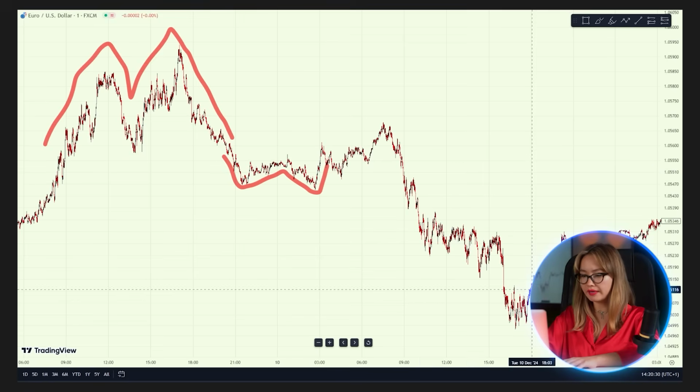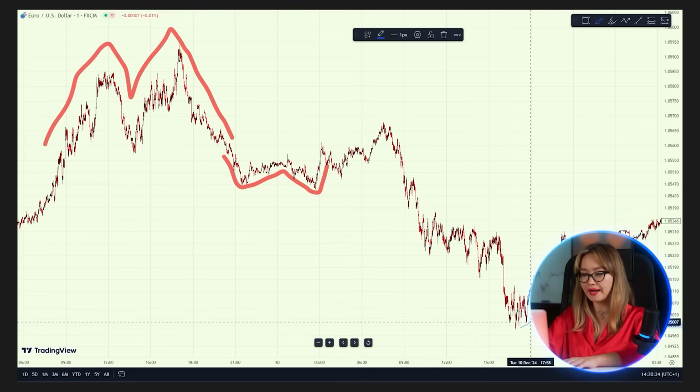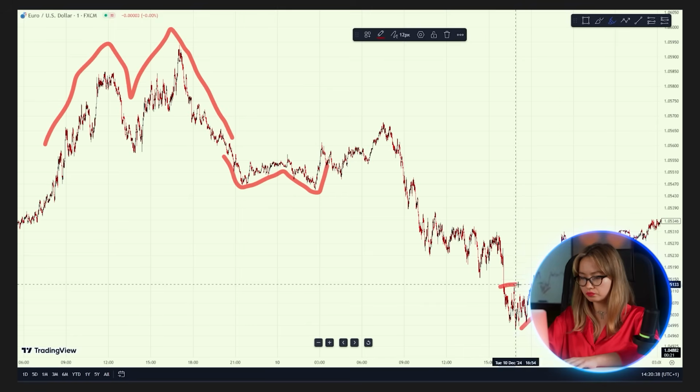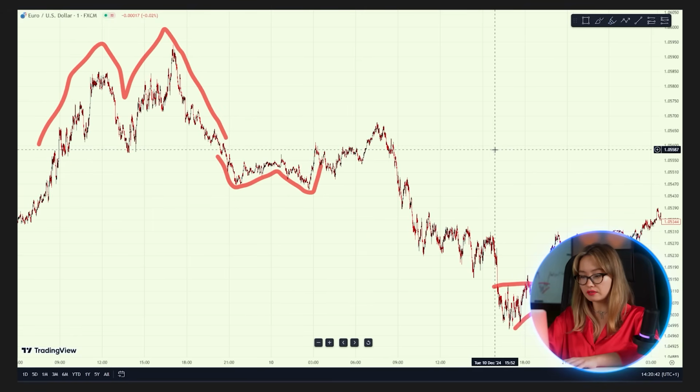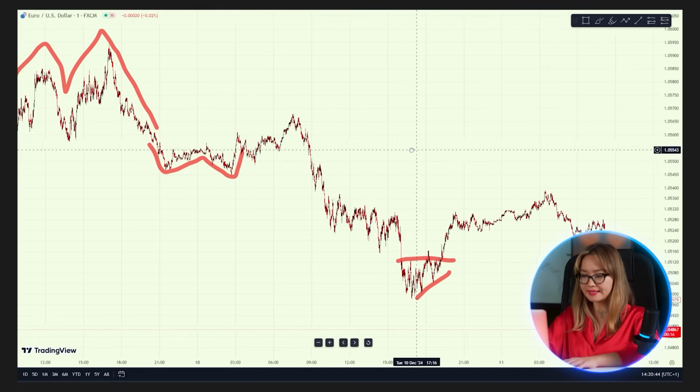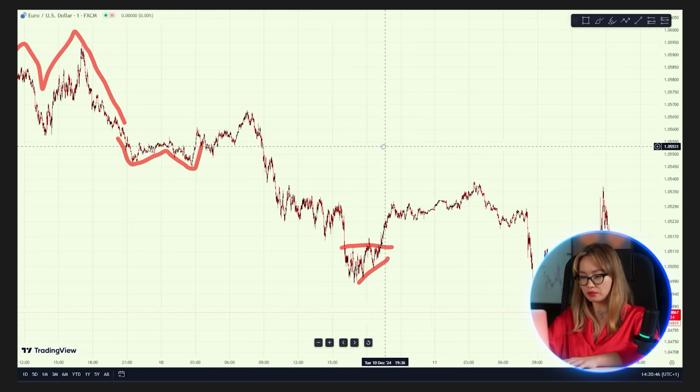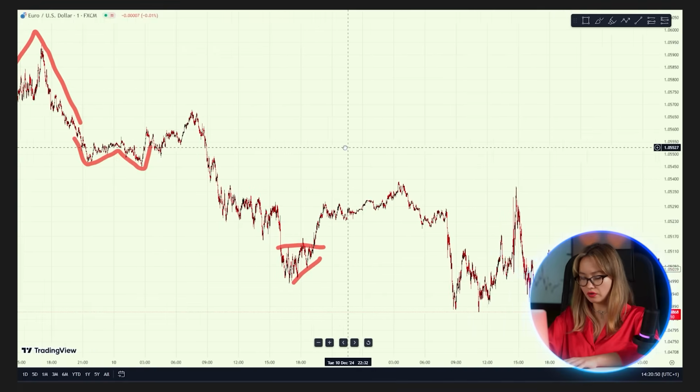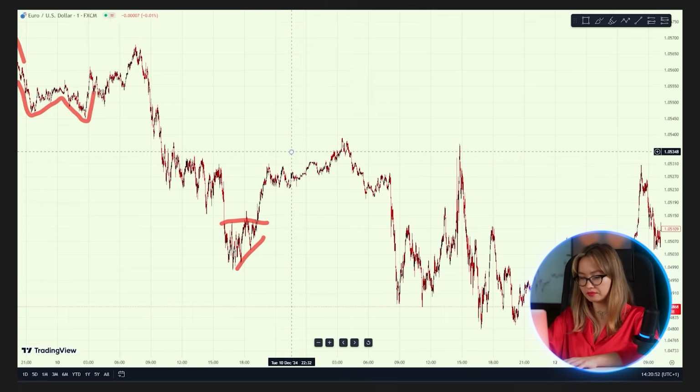Looking further, here we see a local trend reversing after the formation of a triangle pattern. There are several types of triangles. This one signals a trend reversal to the positive side. Let's keep going.